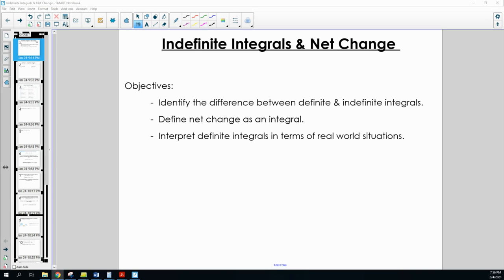In this lesson, we're going to talk about the indefinite integral and net change. So we're going to identify the difference between definite and indefinite integrals, define net change as an integral, and then interpret definite integrals in terms of real-world situations.